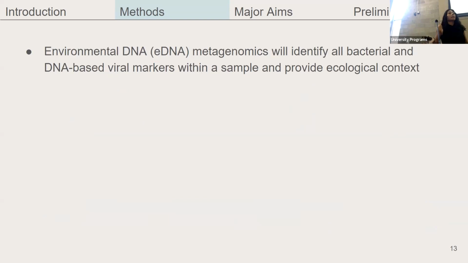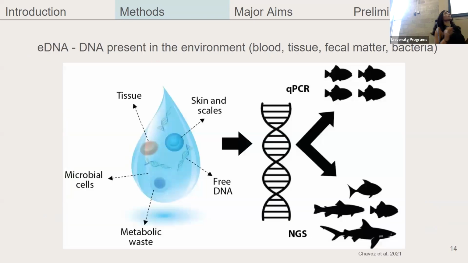And then my second molecular method is environmental DNA, or DNA metagenomics, and this will actually be able to identify all bacterial and DNA-based biomarkers within my sample, and it will provide some ecological context. And I know everyone knows about eDNA, it's great and amazing, but I want to do a little side note to clarify what exactly I am doing with my eDNA.